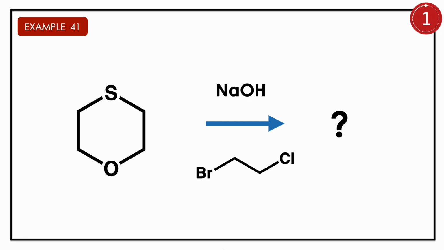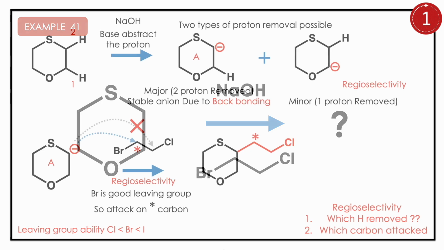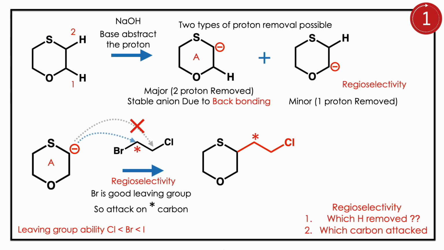Then the next example, you have a cyclic ether with oxygen and sulfur, reacting with sodium hydroxide and then bromochloroethylene. You should find what will be the final product. Here you are using a base, which removes a proton, but which proton will be removed? You can remove both protons, but the second proton removal leads to the stable anion, because the anion is stabilized by sulfur back bonding. So structure A is the stable anion.